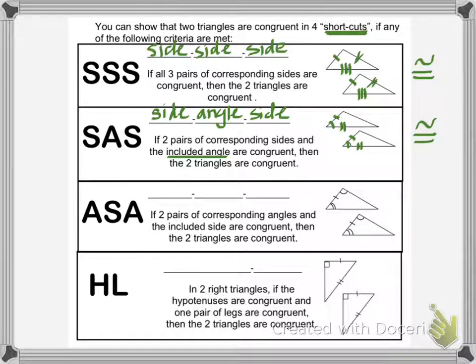The third shortcut is ASA, which stands for angle, side, angle.